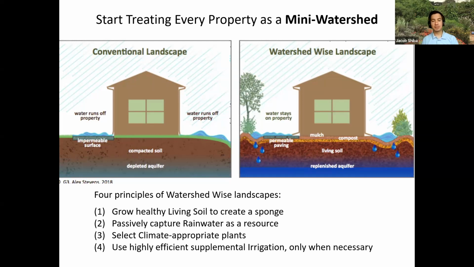The third principle here is about the plants we choose. We want to select plants that are what we call climate appropriate. These are going to be plants that are going to be happy and healthy based on where you live, based on what climate you live in. A lot of these are going to be native to your region and to your area. The fourth principle is that if you're going to use irrigation, we want to do it as efficiently as possible and only when necessary. All right, so let's dive deeper into these 4 principles.